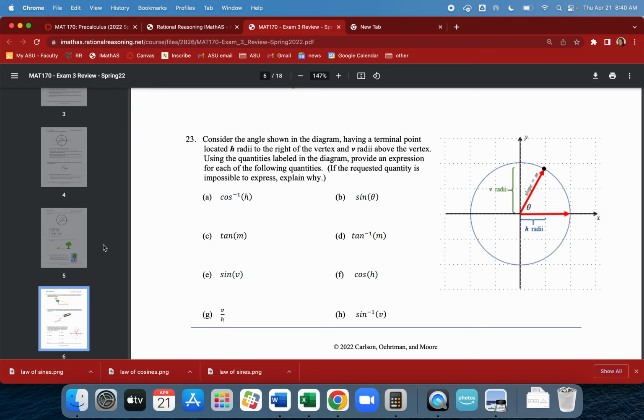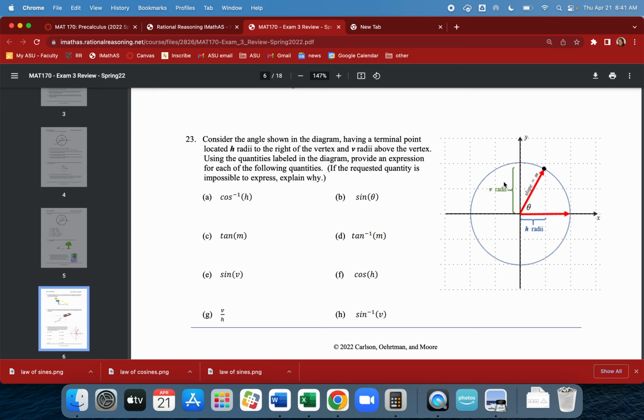So inverse cosine of h, let's see, it's kind of a weird thing. It's supposed to be inverse cosine of some sort of ratio, and this is a ratio. It's the horizontal over the hypotenuse, or the radius, which is 1 in this case. So inverse cosine of this ratio should give us that angle theta, right? It's a little bit weirdly worded, but just think about these and think about how they relate.